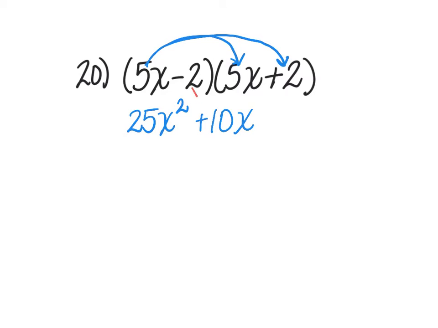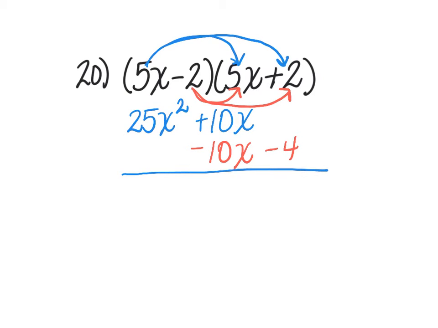Now we'll multiply negative 2 times 5x is negative 10x. And negative 2 times positive 2 is negative 4. And when I add the like terms together, I'll bring down that first term, 25x squared. The 10x and the minus 10x cancel each other out, and I'm just left with the negative 4. So I have 25x squared minus 4. So know that every time you have the sum and difference of same terms, the middle terms are always going to cancel each other out.